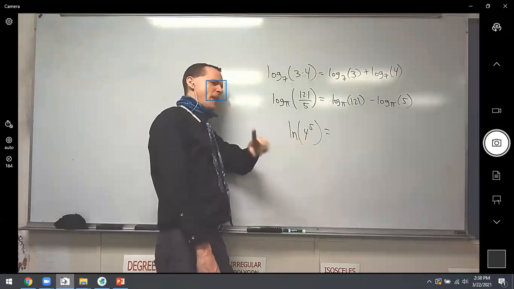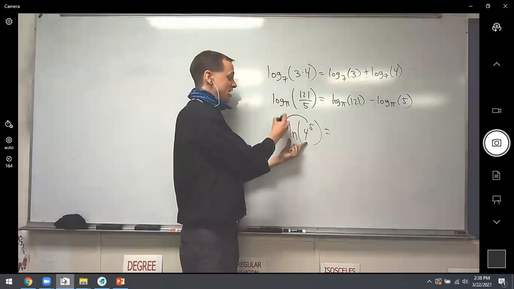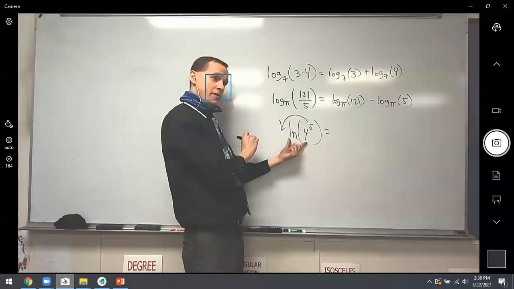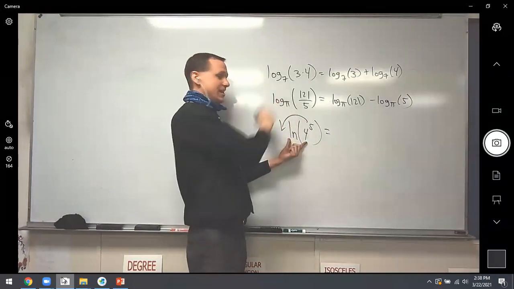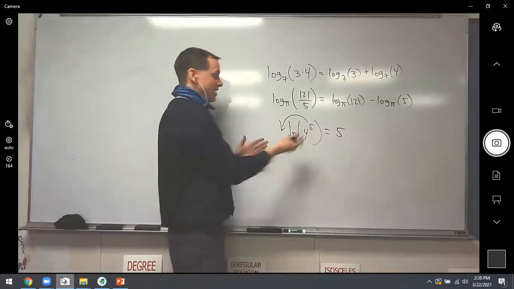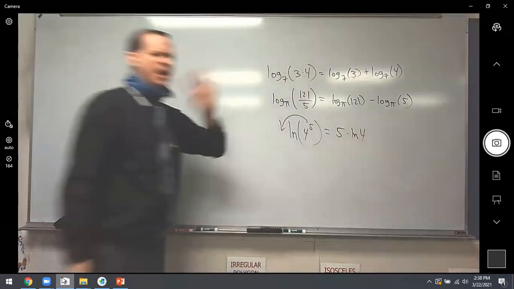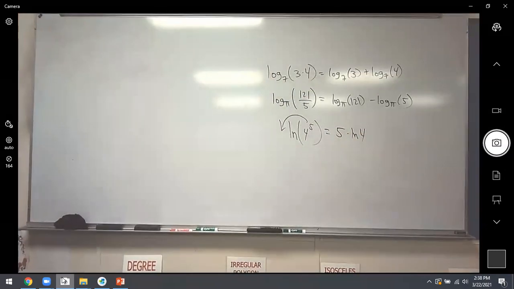Except, what's the very last property you wrote down? Power property. Even though these don't cancel, what can happen is the exponent can still come out in front. This is what logs are good for. They get the exponent out. So this is 5, bring the exponent out. And then what's left? Natural log of 4. And even though you don't know what natural log is, just some stupid logs, so don't worry about it right now. Okay. There's a quick example of all 3 of those. You okay on those? Yeah?